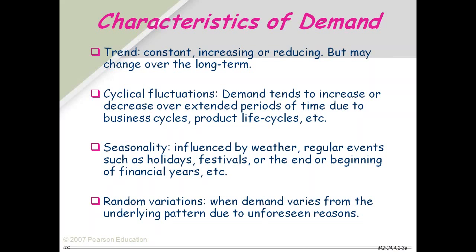So the characteristics: the trend is the very first thing. Cyclic fluctuation is the second. Seasonality is another one. And random variation is one. Seasonality is all about the weather, the festivals, when Diwali comes, when Christmas comes, when any holidays come. Obviously, at those times we spend, whether from any religious angle. So if you look at the season time, your production and demand shoot up.